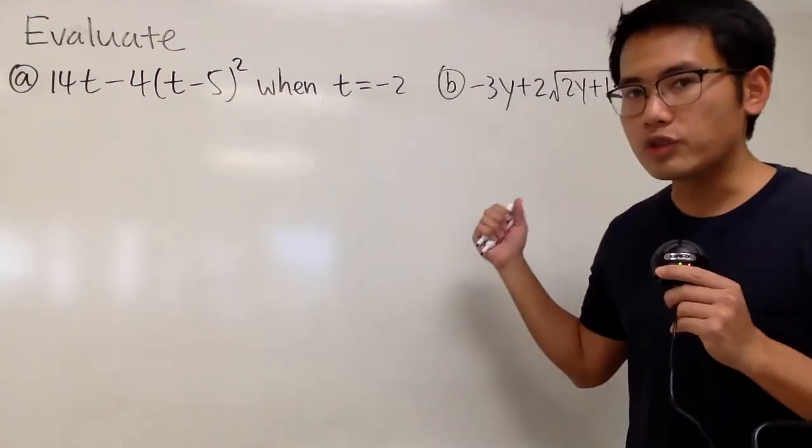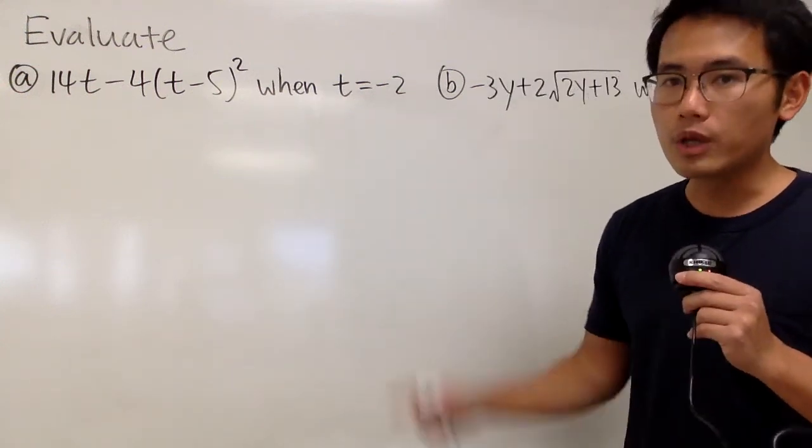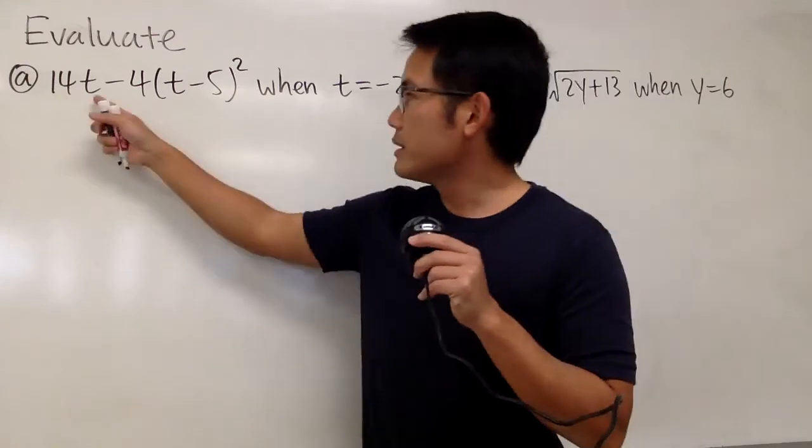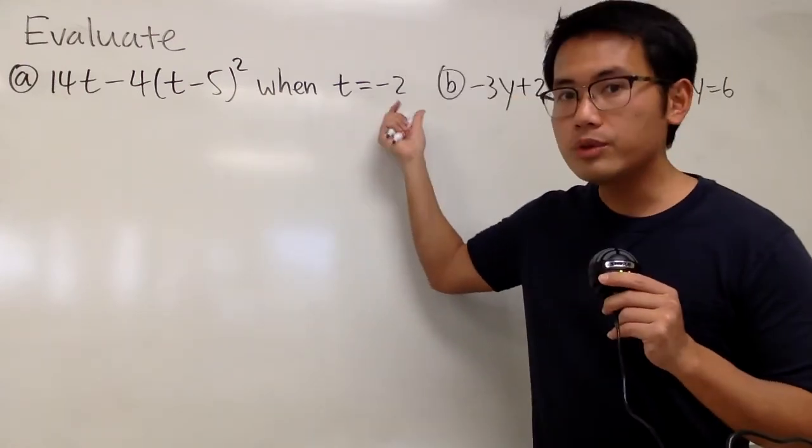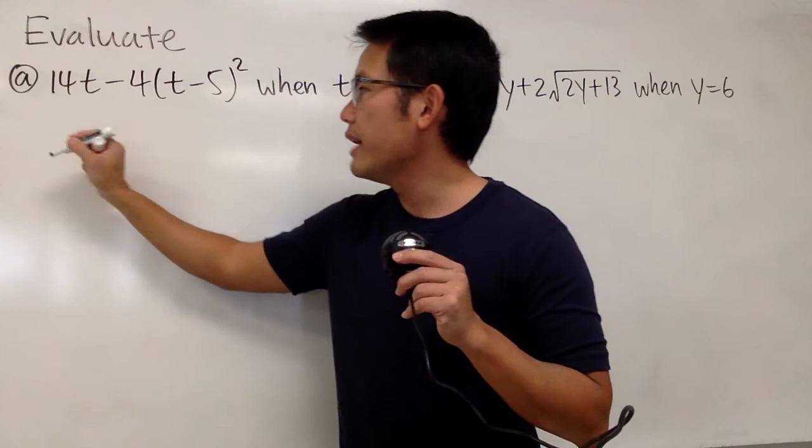these two algebra expressions given these values. So here we go. For the first one, we have 14t, and you see that t is equal to -2. So we are going to put this right here. And this is the setup.